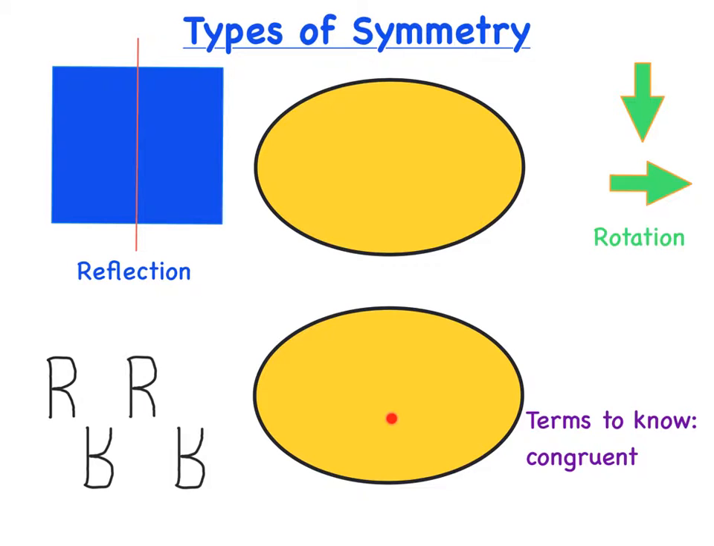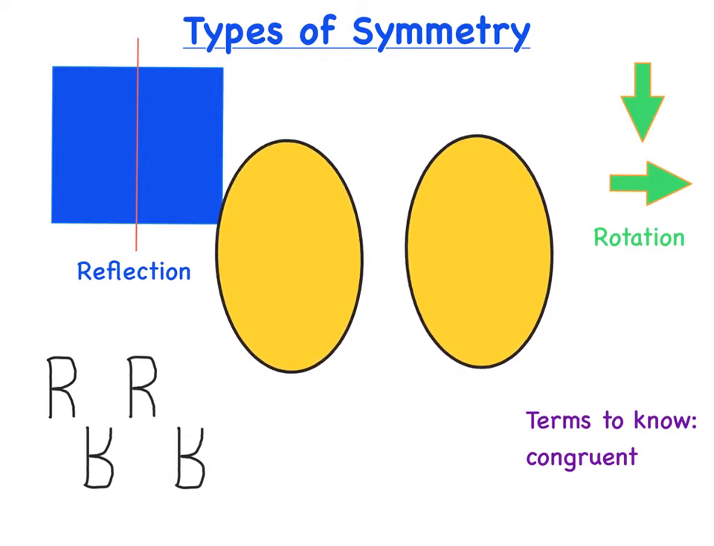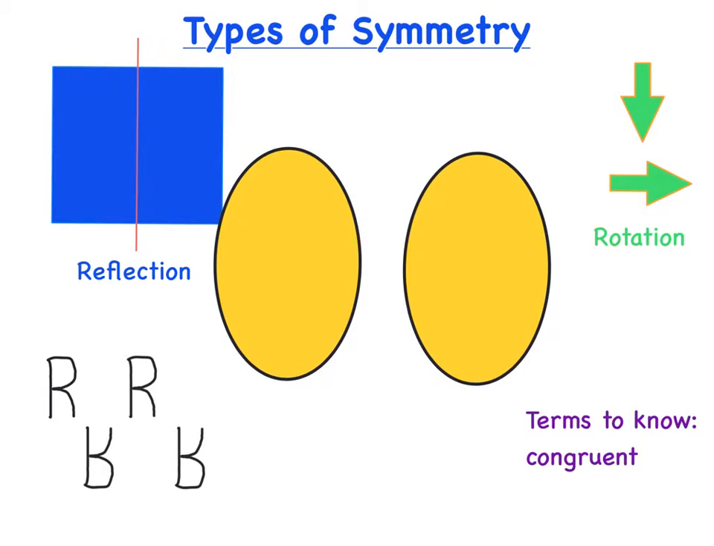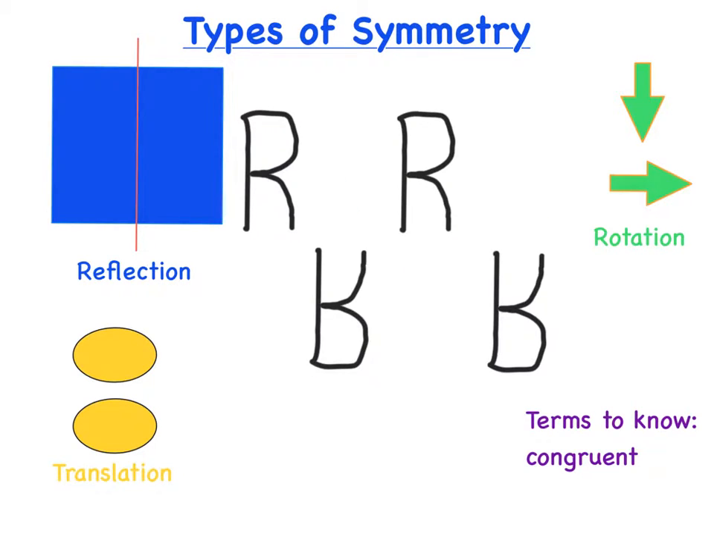I could also do it another direction. If I started this way, and here was my center point of axis, I could slide it across this way. So if we just slide it across an axis, two different objects slid across an axis, we call that a translation. And our last type of symmetry is this one.